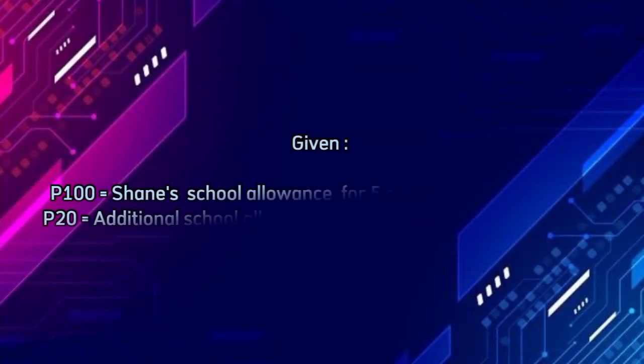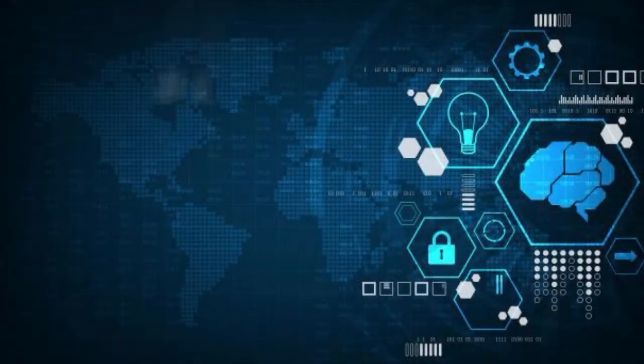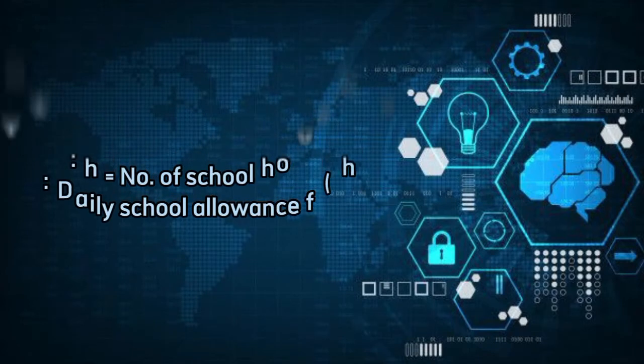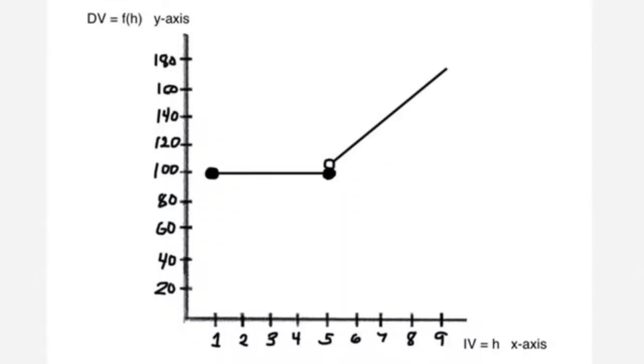For us to determine the piecewise function, let us start with the given. 100 pesos is equal to Shane's school allowance for 5 school hours and under. 20 pesos is equal to the additional school allowance for every extension of 1 class hour. The independent variable is h, which is the number of school hours. The dependent variable is the daily school allowance, function of h. For the illustration, the dependent variable, function of h, is placed on the y-axis, and the independent variable, number of school hours, is placed on the x-axis.